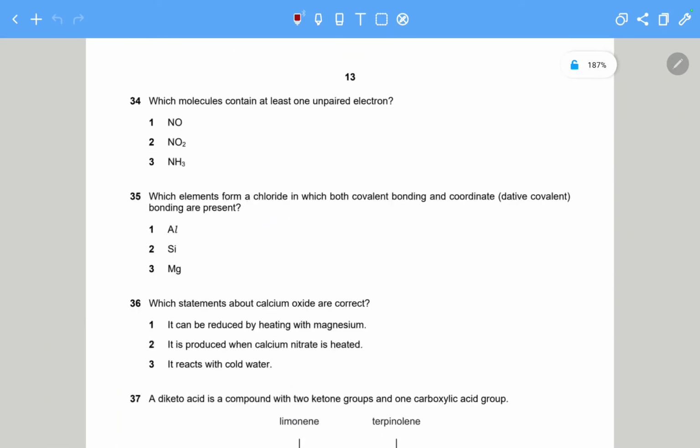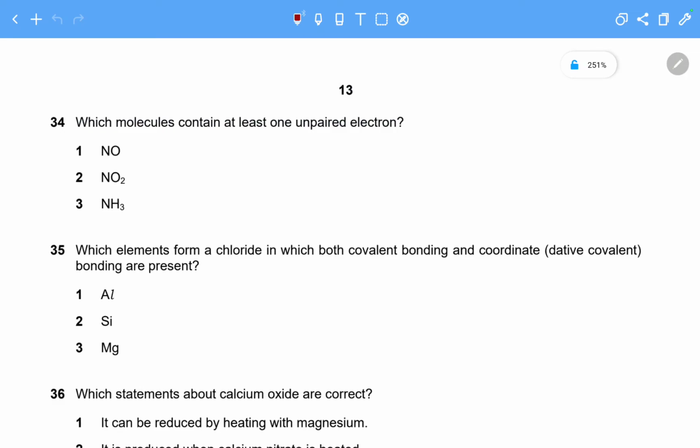And then for 34, which molecules contain at least one unpaired electron? So let's see. NO, let's draw the structure. So N has a total of 5 electrons, 1 in this bond, 1 in this bond, 1 in this bond, and then a lone pair, so 5 electrons. Then oxygen should have a total of 6 electrons, 1 here, 1 here, 1 here, 3, 4, 1 and 5, and then the last one 6. This is unpaired, so yes, this has an unpaired electron.